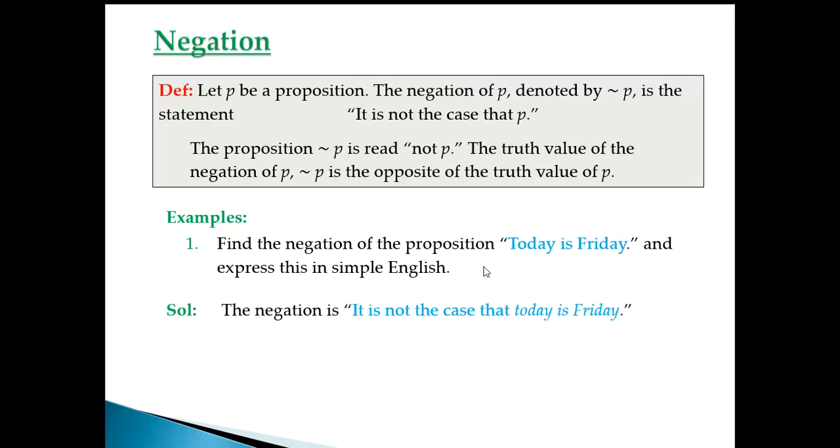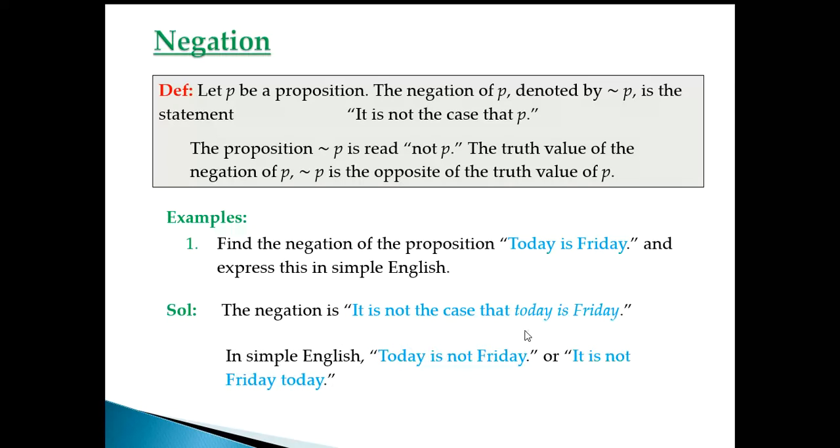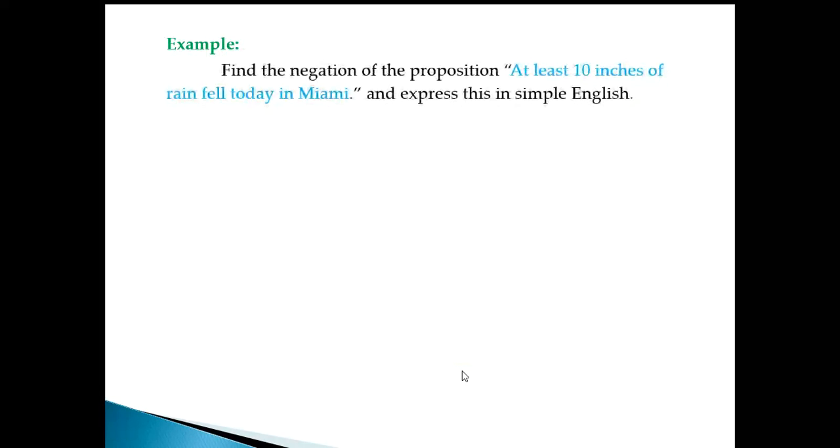So now the negation. We write it as: it is not the case that today is Friday. This sentence, this proposition, represents the negation of the previous proposition. Clear? And in simple English, we can write that today is not Friday, or it is not Friday today, right? In simple English we can use "not" like that. Clear?